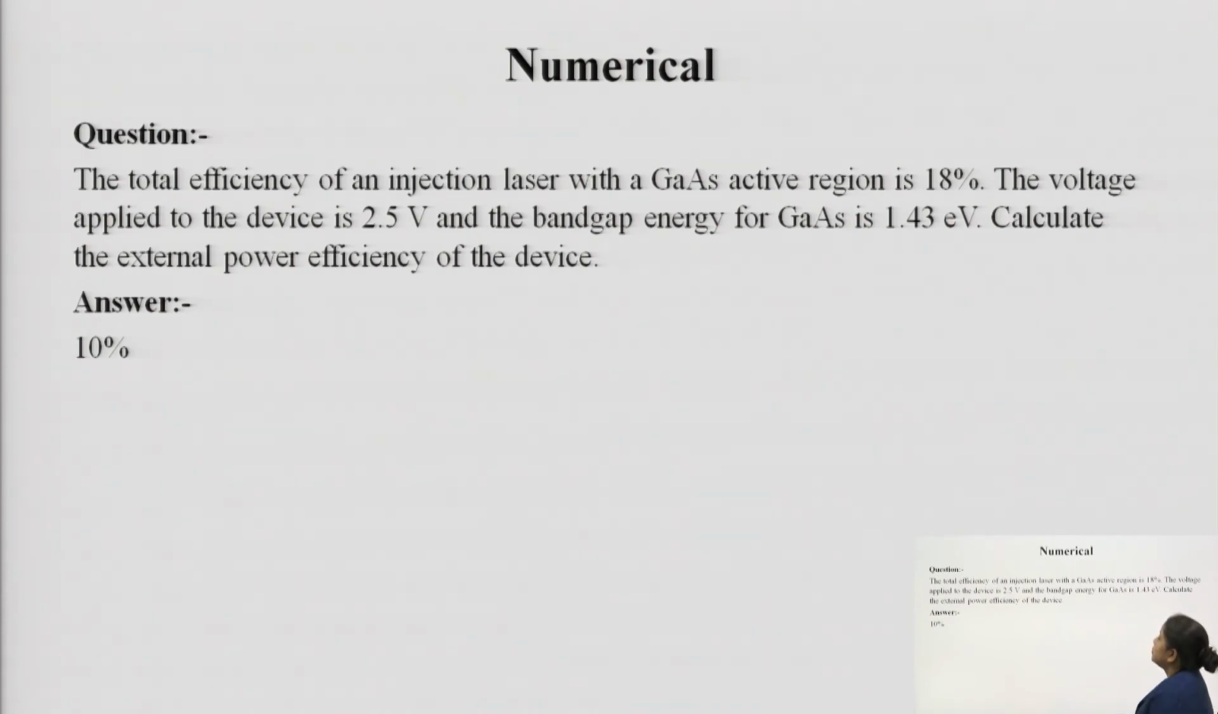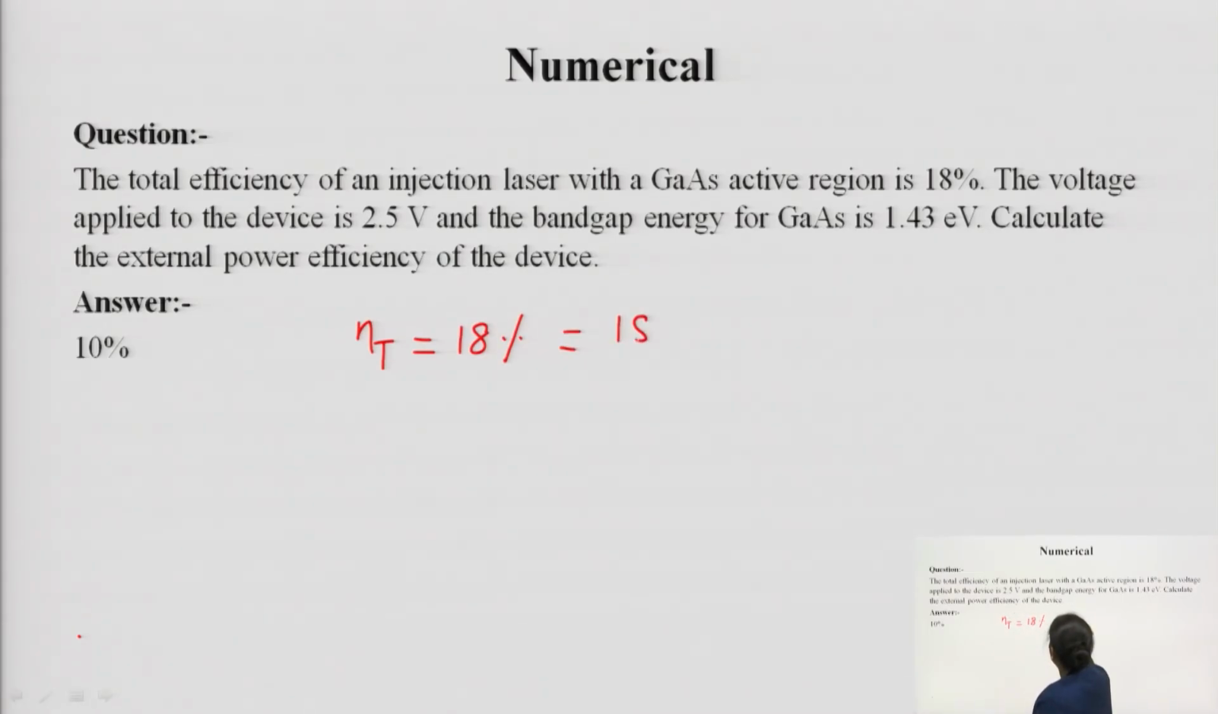Now, the question, one numerical: the total efficiency of an injection laser with a gallium arsenide active region is 80%. So, what is given? The total efficiency is equal to 18%, which can be written as 18 upon 100.